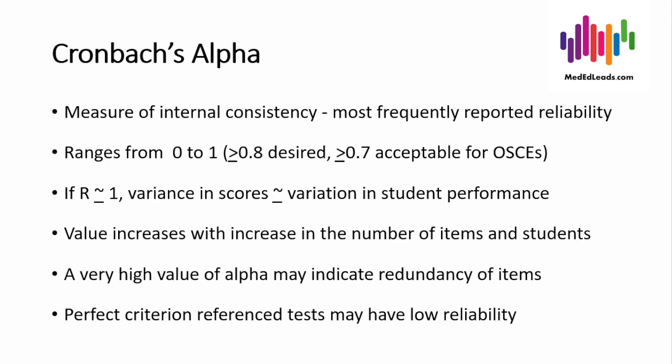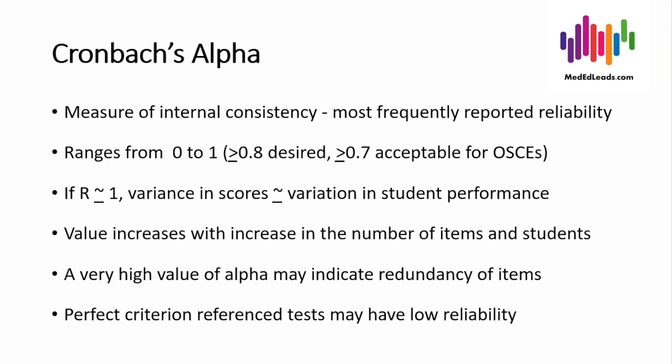And number of items. Sometimes you may increase the number of similar questions to increase the reliability, but this is artificial inflation. You give 10 questions assessing the same concept because you want to artificially inflate the reliability. If the student knows one question, they know all the other questions because they are very similar and assessing the same concept. And that leads to the next point. A very high value of Cronbach alpha may indicate redundancy of items. You are assessing the same thing. And hence, criterion-referenced tests may have low reliability.